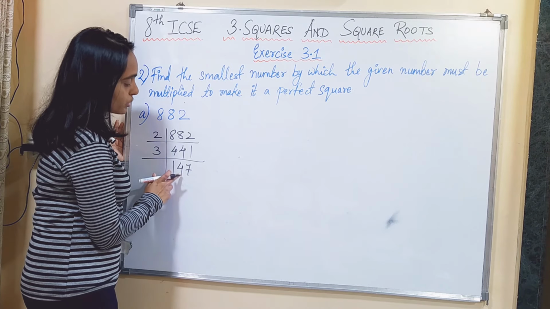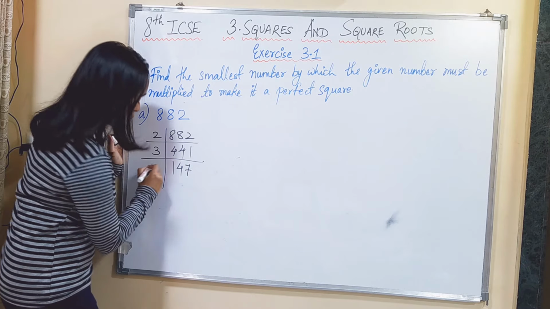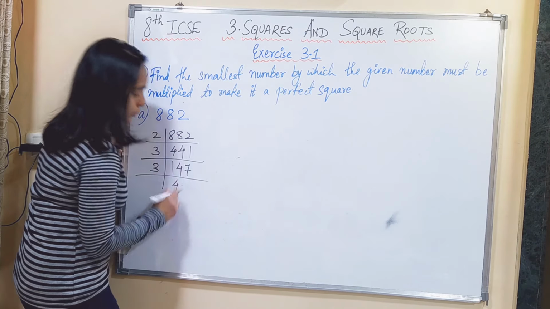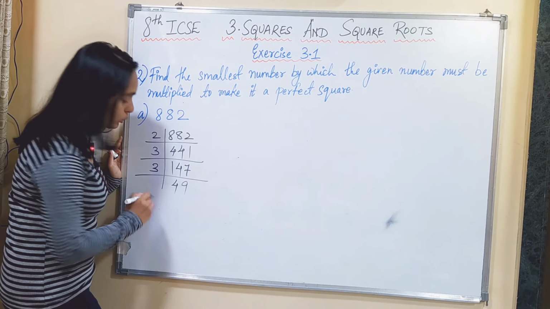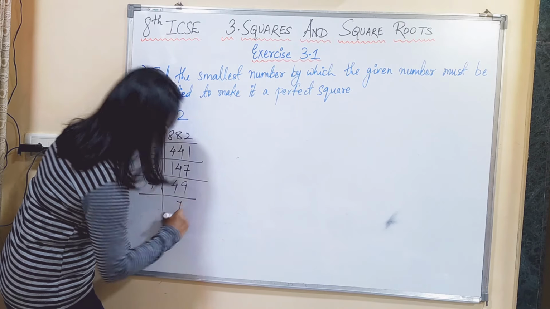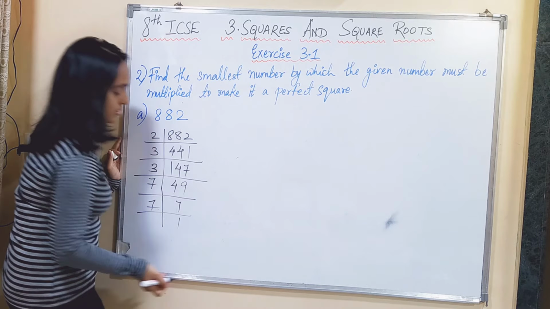Now 1 plus 4 is 5. 5 plus 7 is 12. So 12 is again divisible by 3. So we will take 3 again. 3 4s are 12. Then carry 2. 3 9s are 27. And as you already know, 7 7s are 49. Then 7 1s are 7.